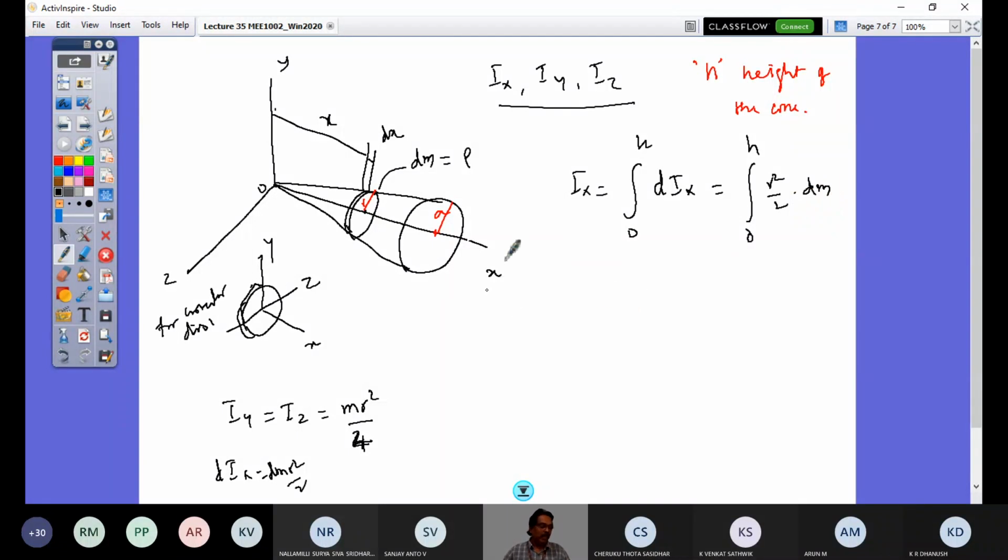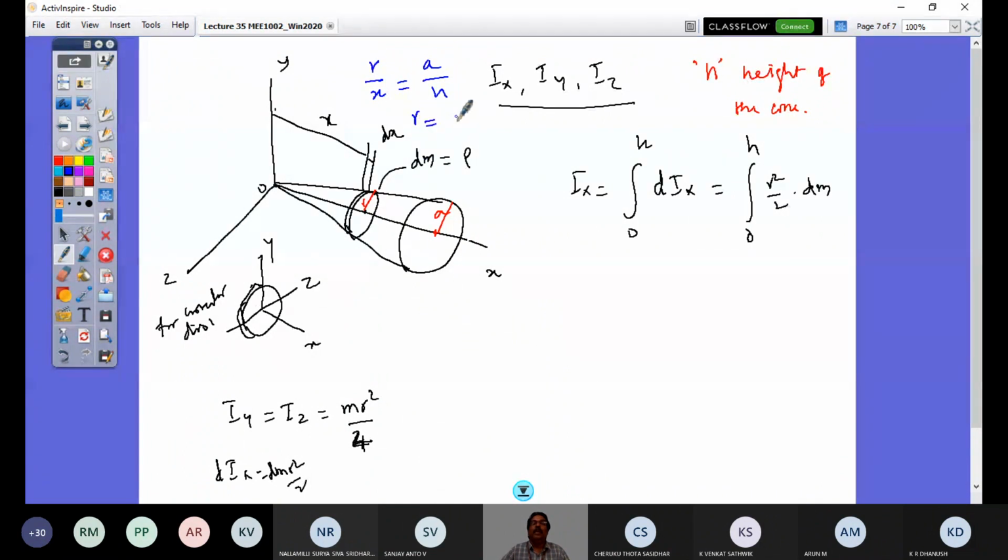Also here you have to see that the variation of r is linear. The slant length is a straight line, so it is a linear variation. So what is the relationship that I get? Here r by x is equal to a by h.